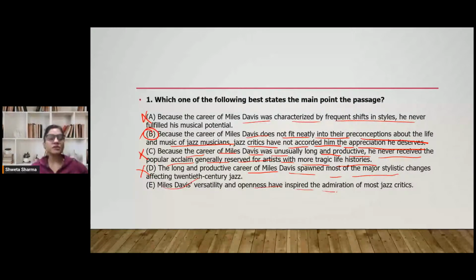No. So the answer eventually comes down to B, right? Because the career of Miles Davis does not fit neatly into the preconceptions about the life and music of jazz musicians. Jazz critics have not accorded him the appreciation he deserves. They've not given him the appreciation he actually needs.